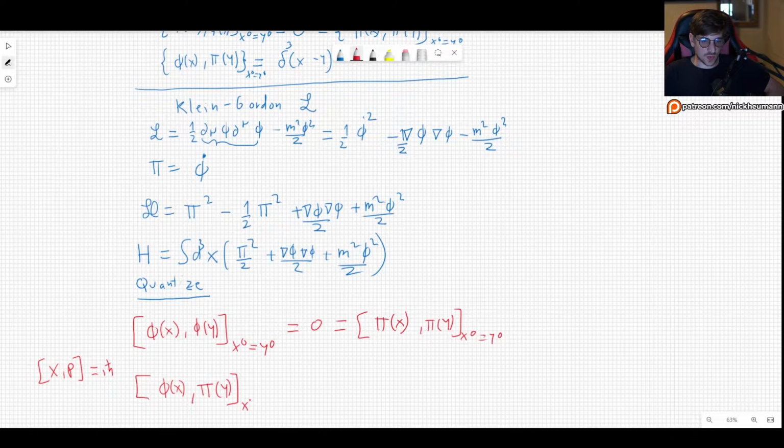This is, of course, an equal time commutation relation. So we have to just specify x0 and y0, which are the time components. Here, x and y are 4-vectors, so their 0th component are the time components. This has to be i h bar, except that we are using natural units, so h bar is equal to 1. And this is, of course, in the case where our x and y vectors are the same. So this has to be delta 3 of x minus y. So these are now our commutation relations.